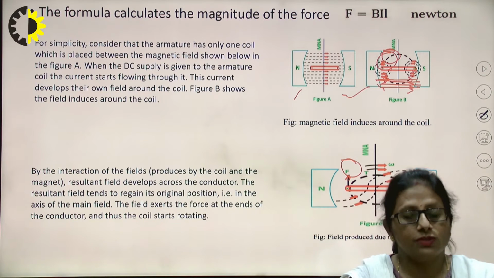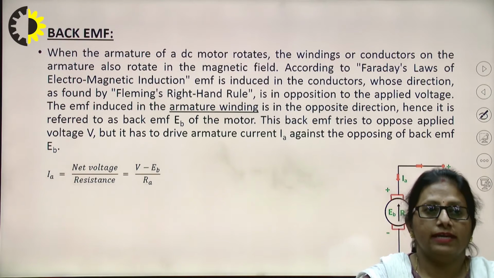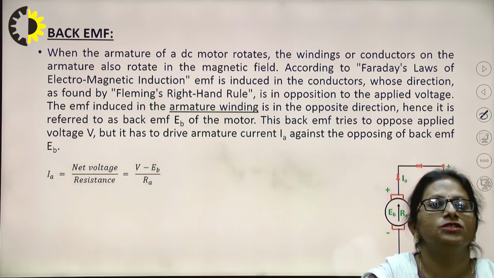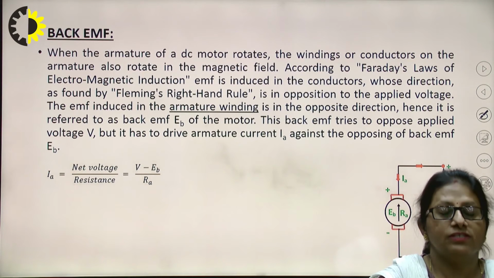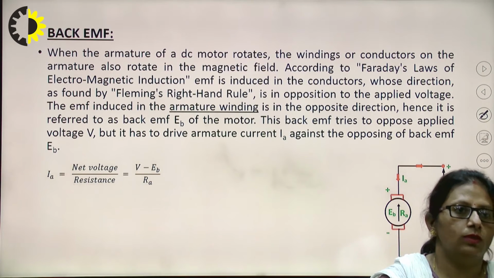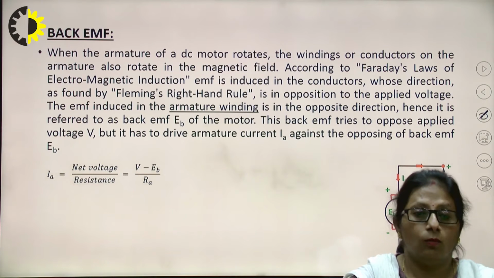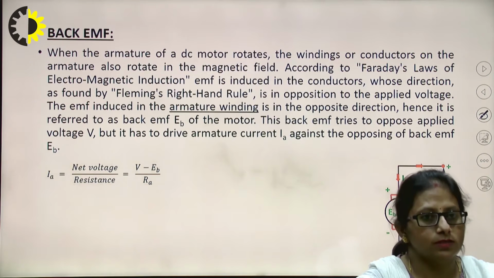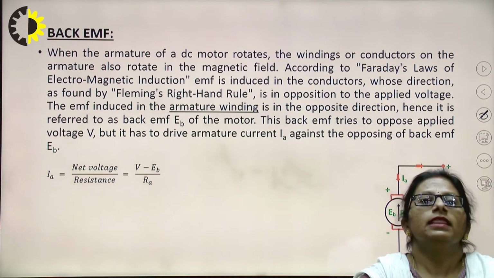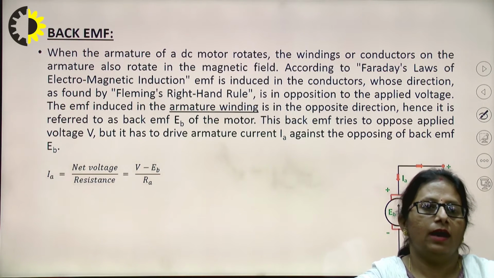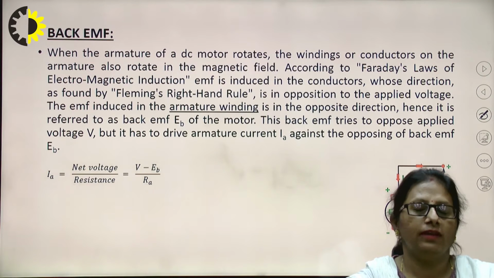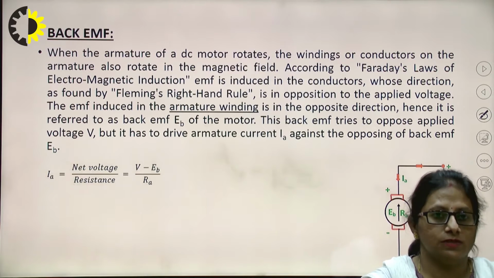Now, after the motoring action, especially in a DC motor, the motoring action is followed by a generating action, which gives rise to a back EMF. Now, what is that? When the armature of the DC motor rotates, which we have seen in the earlier slide, the winding or the conductors on the armature also rotate in the magnetic field. The magnetic field is there. We have excited it. It is present, right?